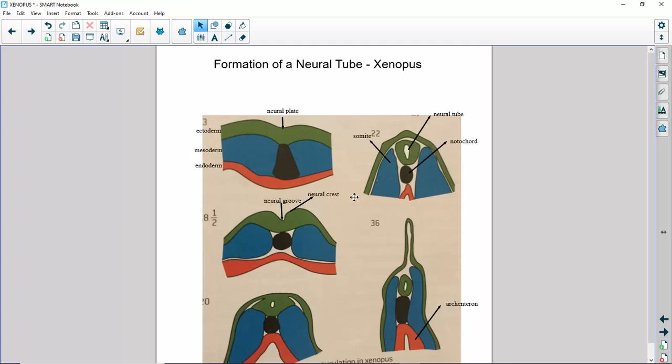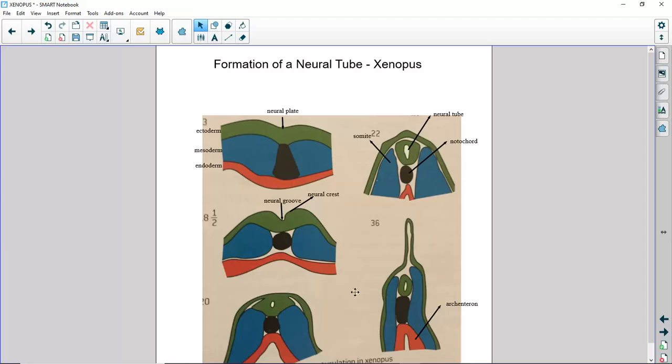So again, going back one more time: neural plate into neural groove, flanked by neural crest. Eventually, the neural groove closes off to form a neural tube, which is going to give you the central nervous system. Okay, the central nervous system then. All right, the mesoderm gives rise to the notochord and the endoderm into the digestive system there.